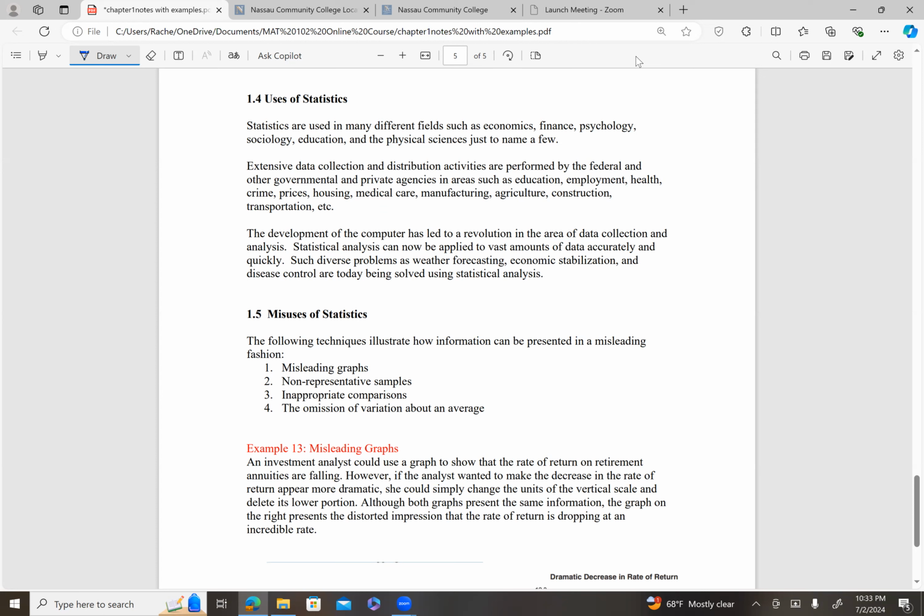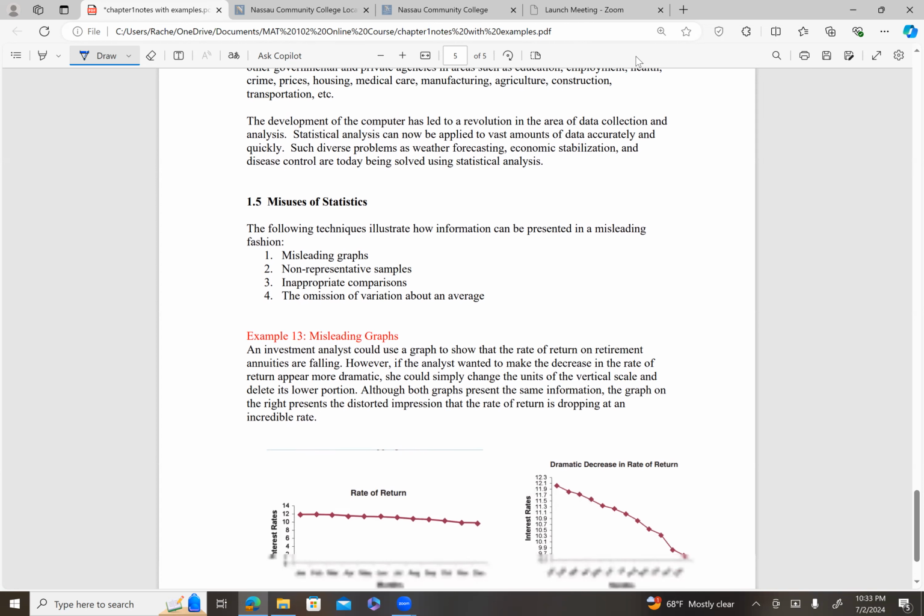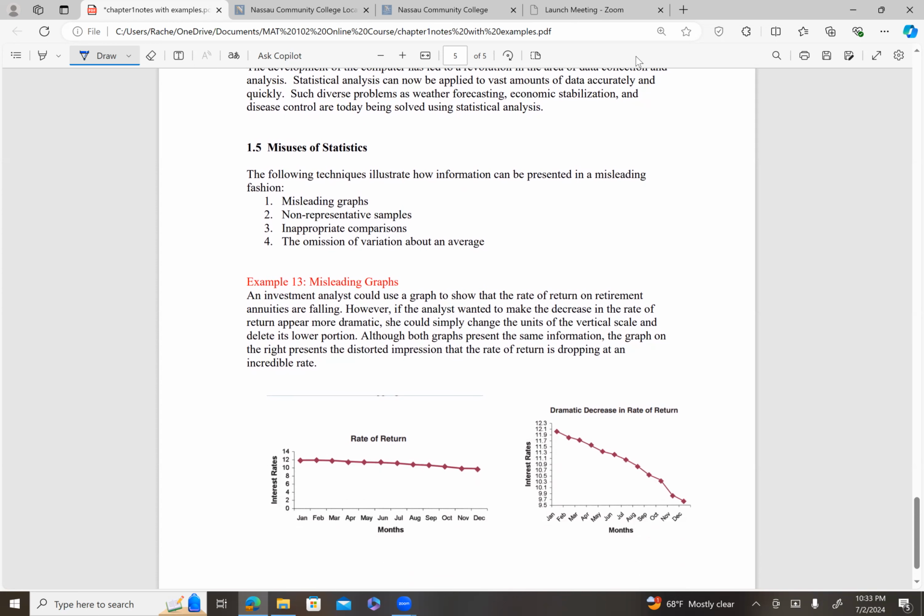And as we move throughout the semester, we're going to be doing all different types of examples where we can use statistics. But at the same time, you also have to keep in the back of your head that people can misuse statistics as well. It's very easy to present information or data in a misleading way. And I gave 4 examples here.